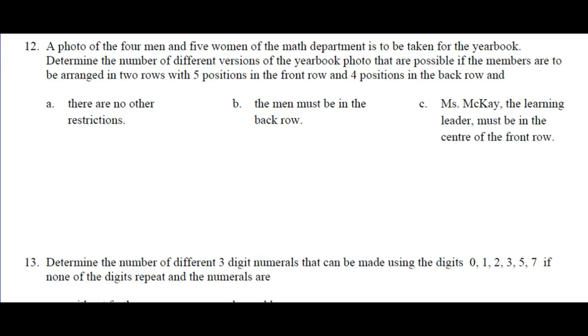Okay, let me ask you this. Does it matter if there are 5 in the front and 4 in the back, or 4 in the front and 5 in the back? Does it matter if they're all lined up in a single row? If there are no restrictions? So does it matter? 5 here, 4 here, 4 here, 5 there, 9 in a row? Are any of those different? Yeah, it says 5 in the front row. Yeah. Okay. So 1, 2, 3. What do we got? 5 in the front, rear.